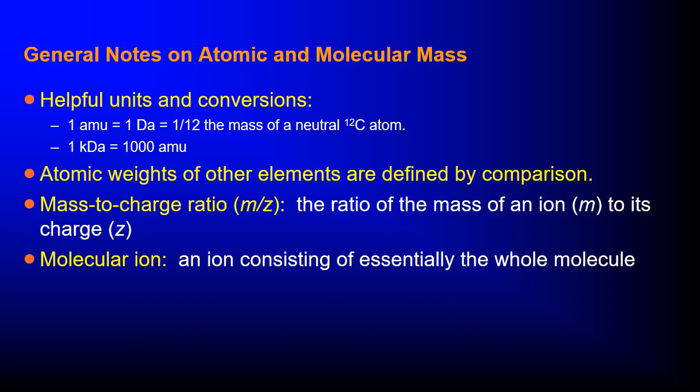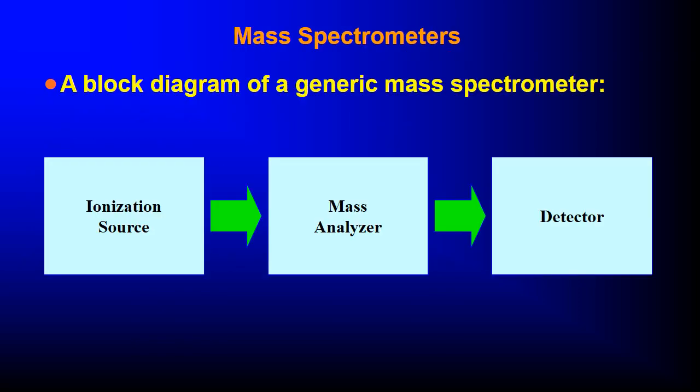Atomic weights of other elements are defined by comparison. Mass to charge ratio, which is called m/z, is the ratio of the mass of an ion to its charge. Molecular ion: an ion consisting of essentially the whole molecule. That's what we call molecular ion.